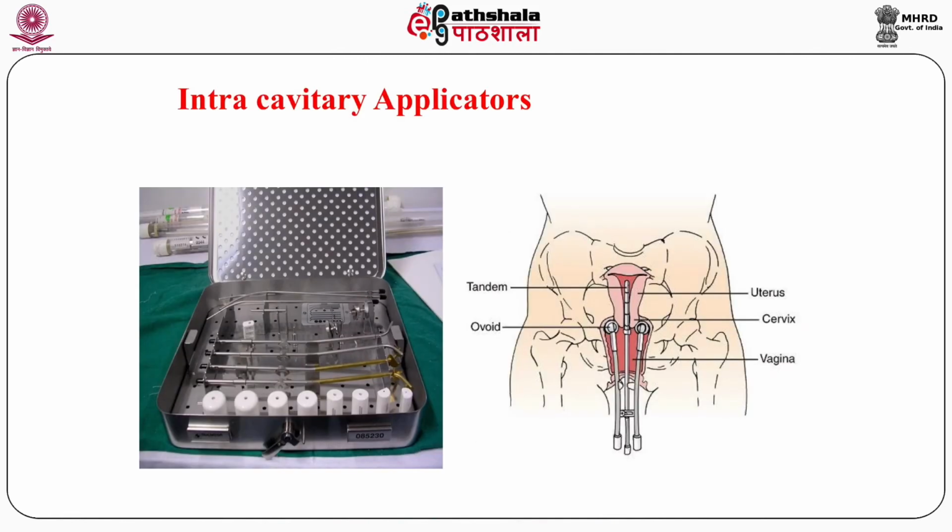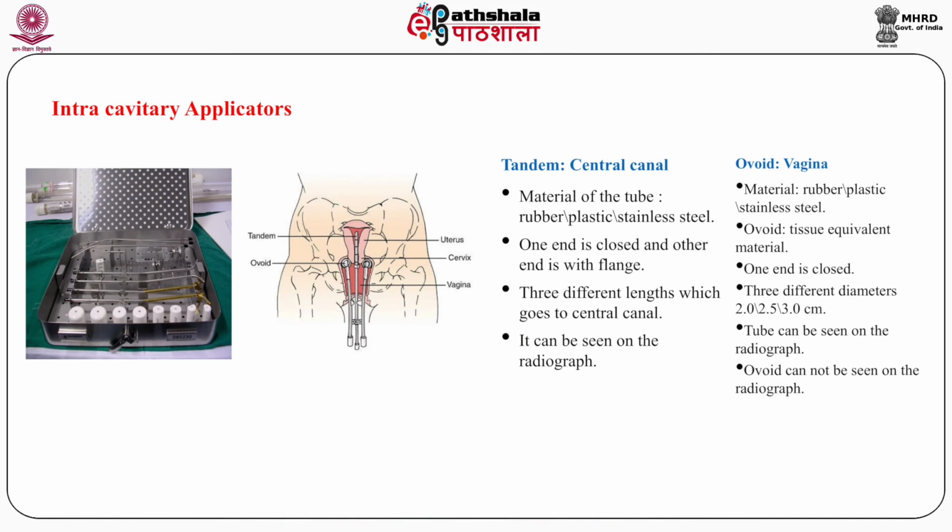This is the picture of cervix applicators in one box, where ovoids and the central tandem are placed, and on the right hand side the applicators are applied to the body, and that figure is shown. Every part, every point is mentioned in the figure. The material of the tube is either rubber, plastic or stainless steel. The central canal has one end closed and another end with a flange. There are 3 different lengths which go into the central canal.